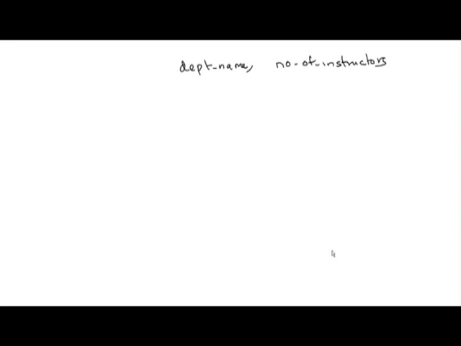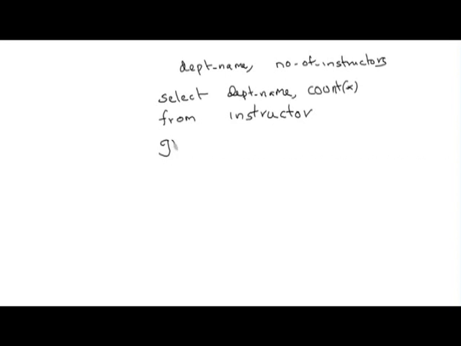So one way to write the query which we saw was: select department name, count star from instructor group by department name. So this is one query we saw, and we saw that there is a problem with this query in case there is a department with no instructor, because it will not appear in the output.